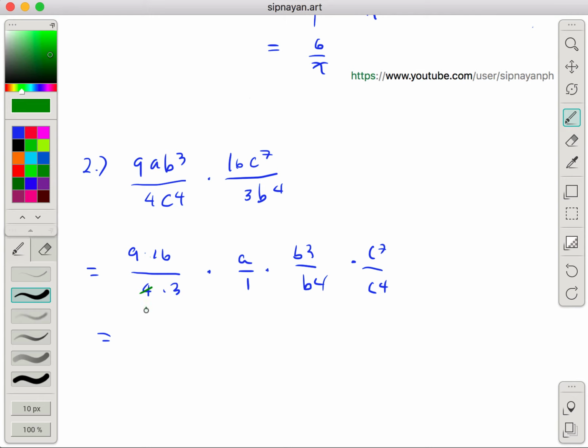4 divided by 4 is 1. And then 16 divided by 4 is 4, no? Then 9 and 3. 3 divided by 3 is 1. And then 9 divided by 3 is 3. So, whatever you divide on one side, you divide the same on the other side.